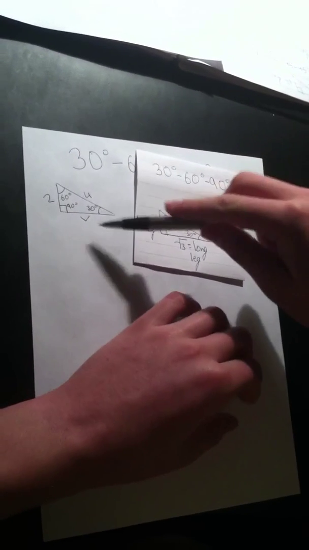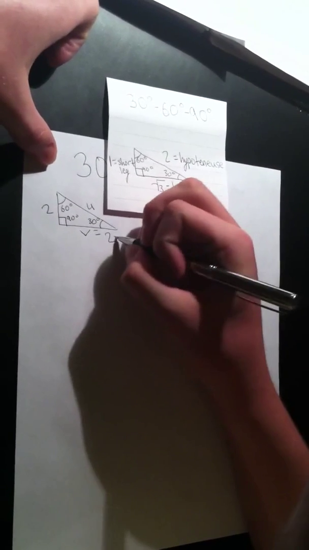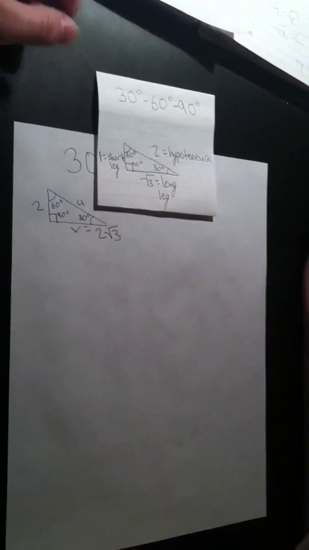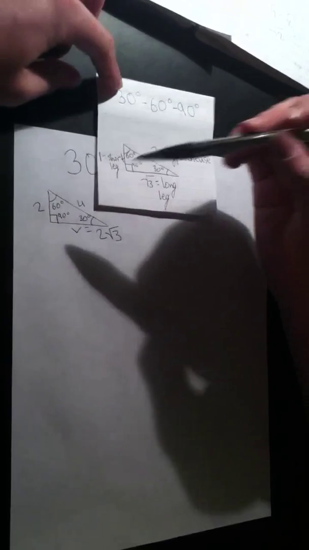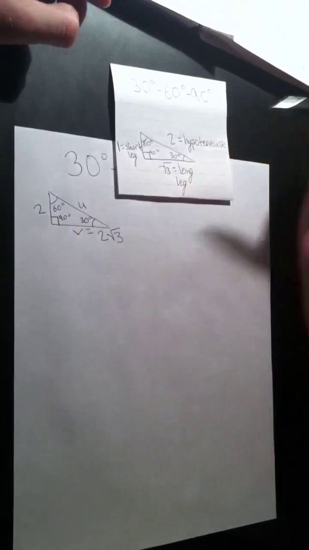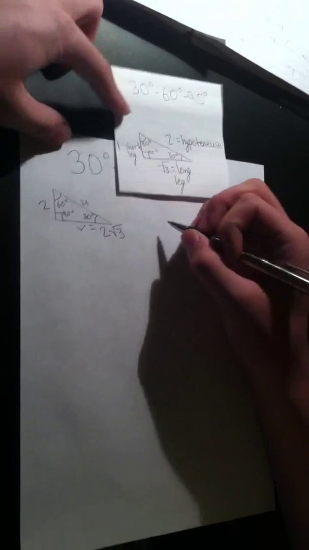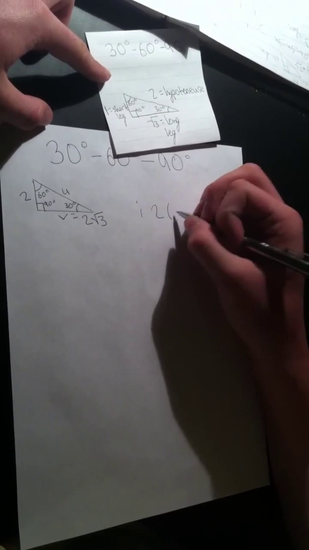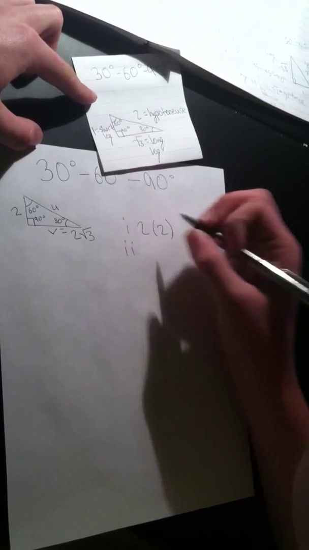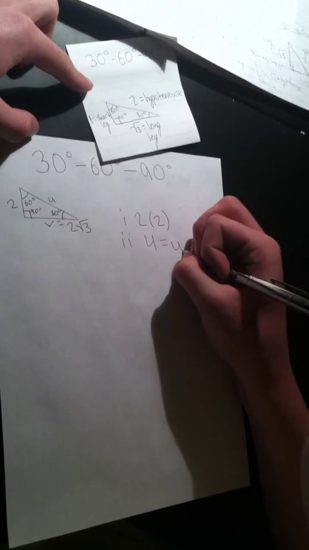So to find our long leg, which is v right here, we're going to want to put 2 in front of the square root of 3. So right now we know that v is equal to 2 times the square root of 3. Okay, so now we're going to want to find our hypotenuse, which is u right here. And how we find our hypotenuse is, remember, by doubling 2 right here, or the short leg. So now we have 2 times 2, which is 4. So that is equal to u.